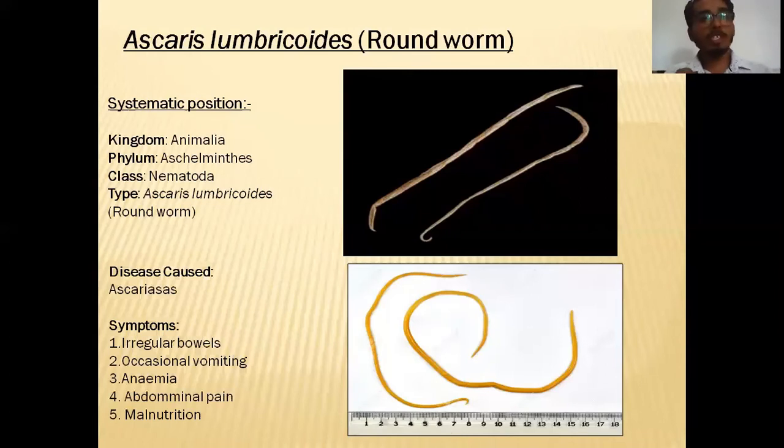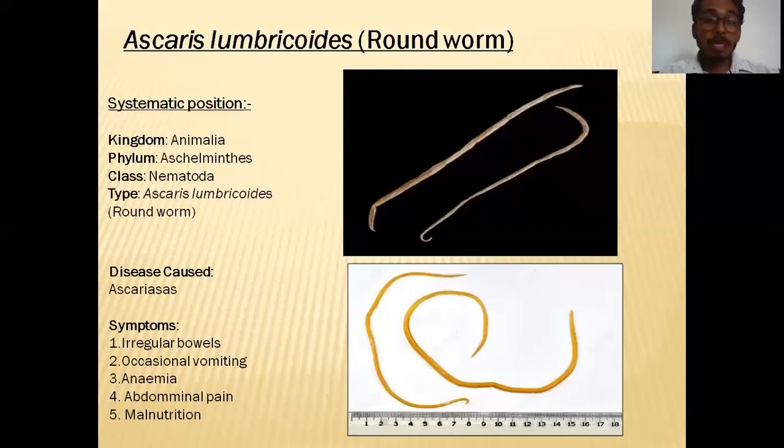The disease caused by Ascaris is Ascariasis. The terms are very easy. Ascaris is the type specimen, and Ascariasis is the disease which is caused. This worm is also an intestinal parasite. In the first specimen which you have studied, Entamoeba histolytica, that is also an intestinal parasite. This is also an intestinal parasite.